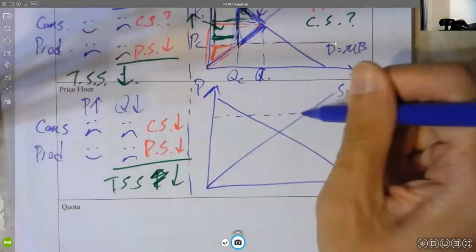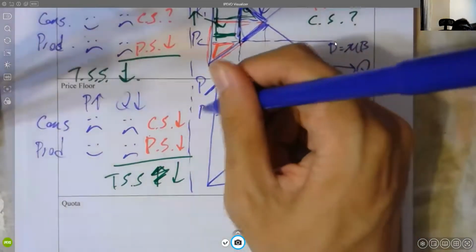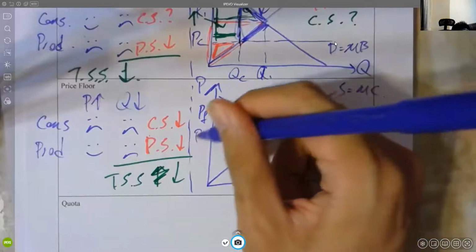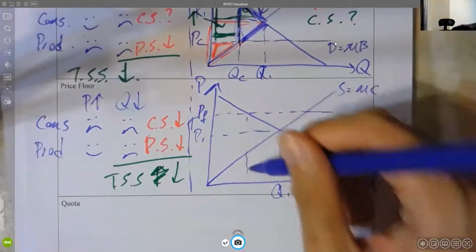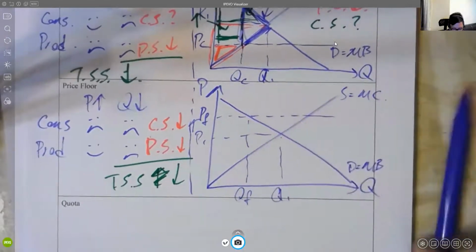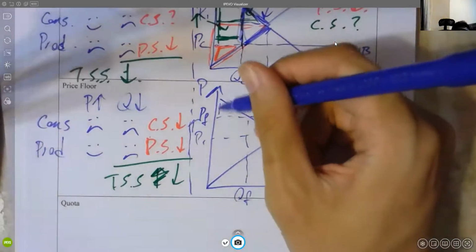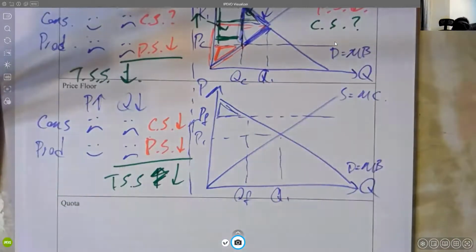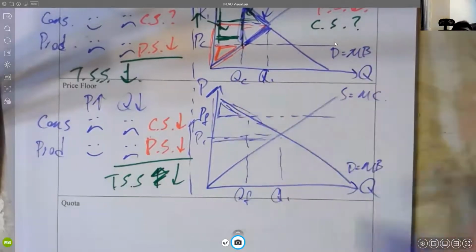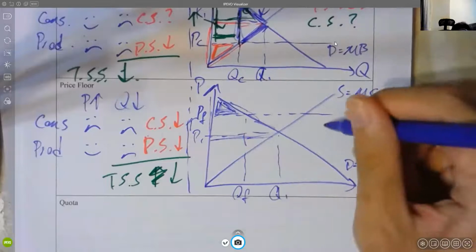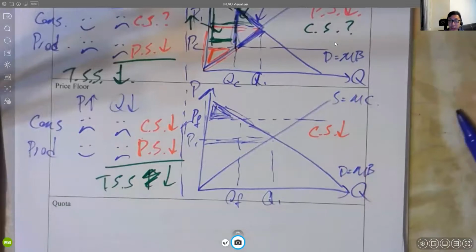Now, price floor should be set above equilibrium price to be effective, right? So let's call it PF. Our P1 is here, Q1, our QF. So let's look at consumer surplus first. 我哋睇 CS 先啦。Consumer surplus used to be this guy, the big triangle. Now becomes this small guy. So you will see, right? CS would decrease.